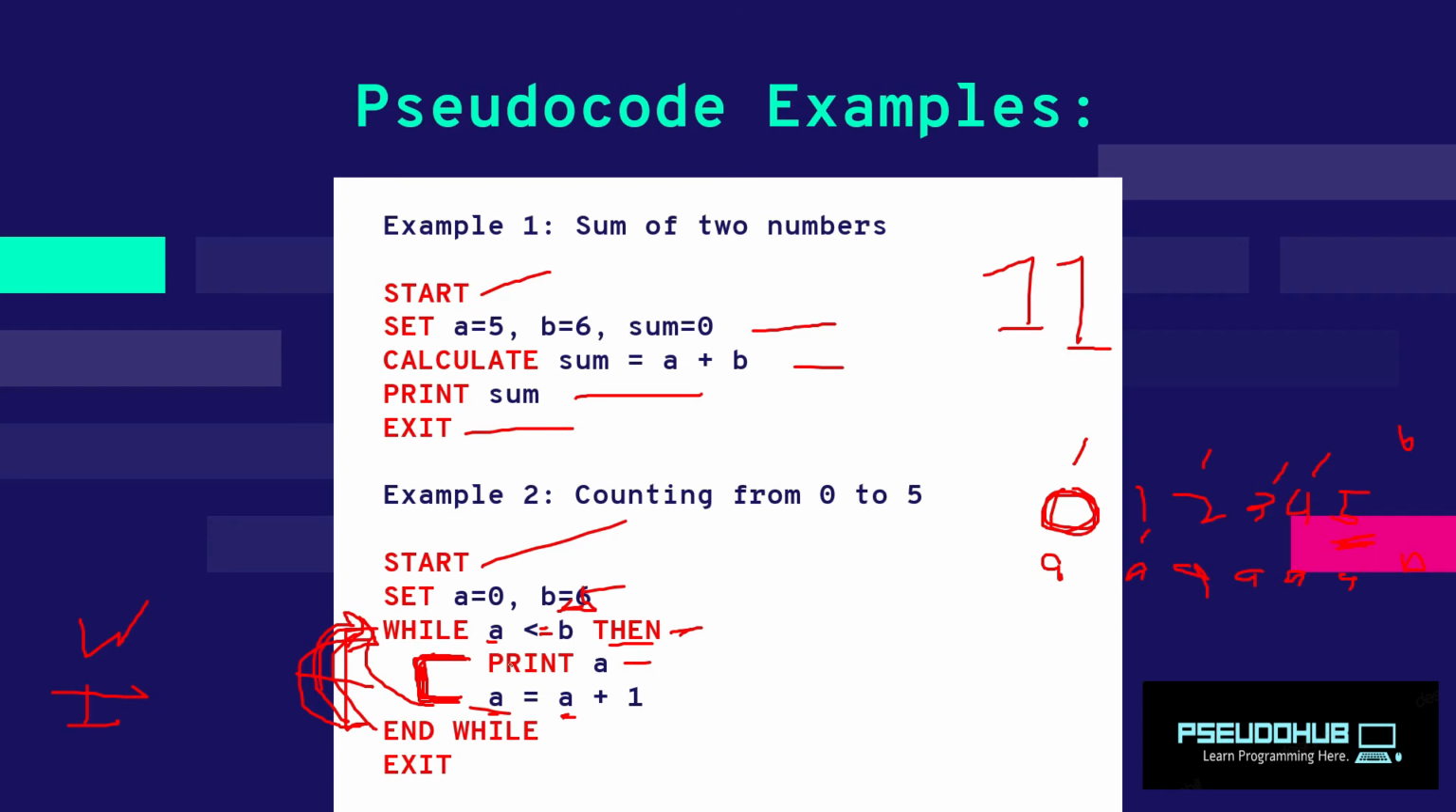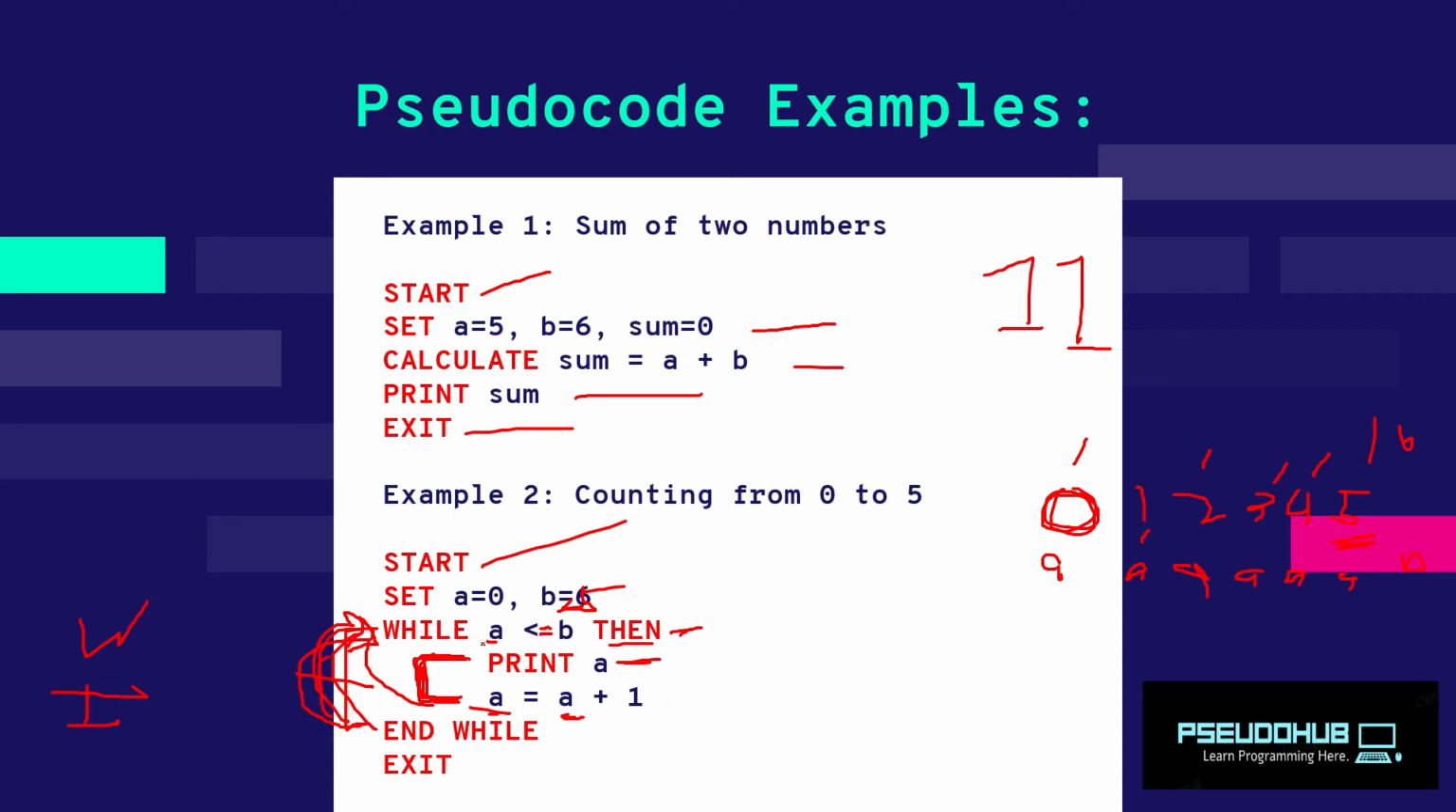Diba? 5 is less than or equal to 5. Is 5 less than 5? Diba? False. Pero kaya naman may equal, so true pa rin. Okay, so true pa rin. I-output niya si 5. So, display niya si 5. 5 plus 1, magiging 6.